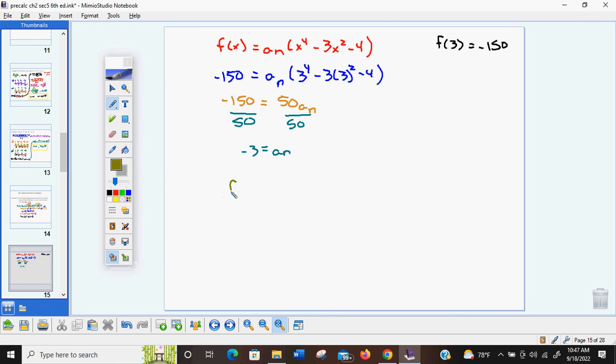So we know f of x equals negative 3 times x to the 4th minus 3x squared minus 4. And that gives me negative 3x to the 4th plus 9x squared when we distribute, and plus 12. So negative 3x to the 4th plus 9x squared plus 12 is what the original f of x was. This is our original equation.